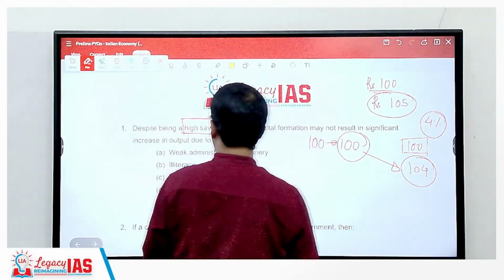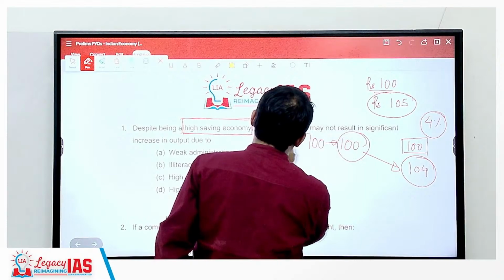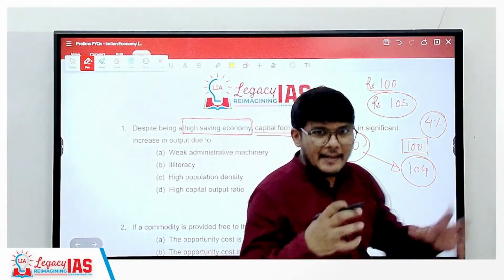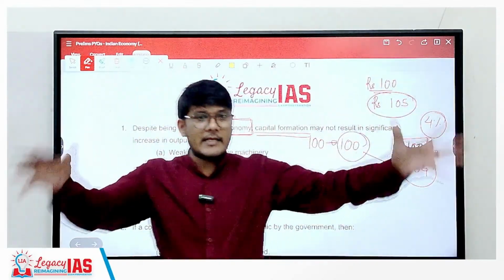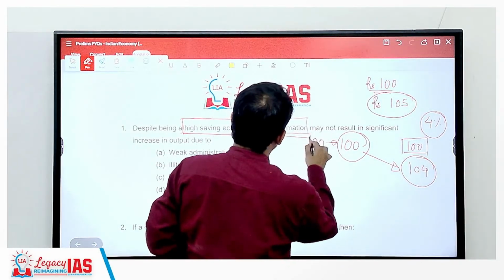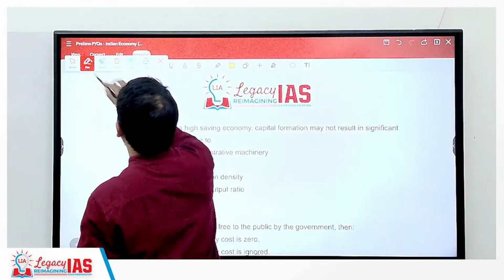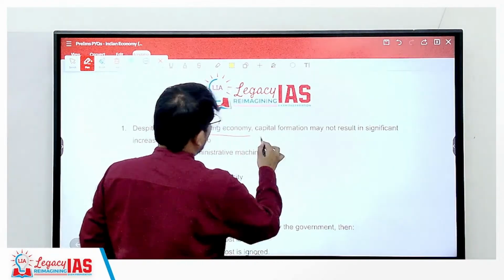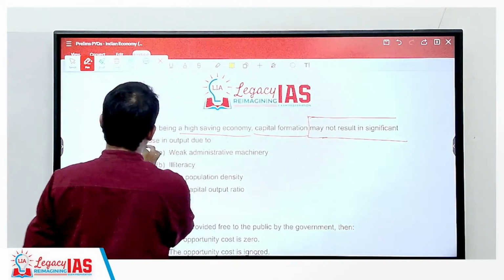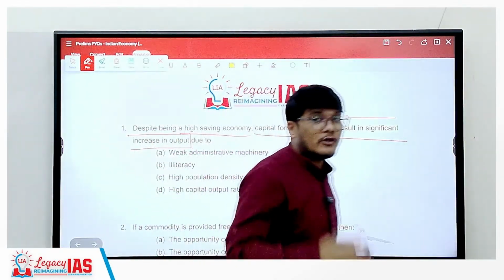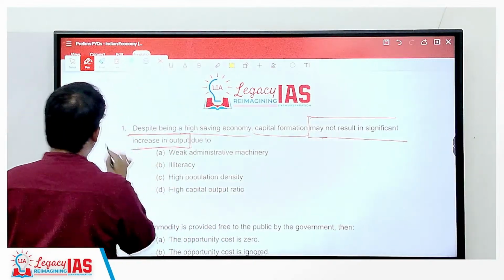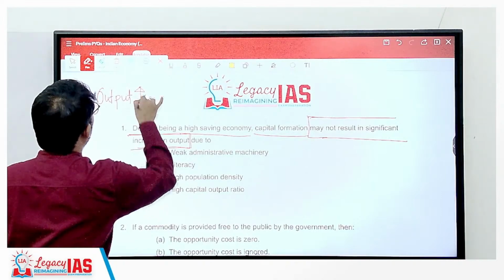But let's come back to the question. Despite a high saving economy, the capital formation that is happening, when the economy is saving a lot, money is getting saved, that means capital is being formed, that means money is getting accumulated. That is what capital formation is. Despite this, the capital formation may not result in a significant increase in the output. You are saving a lot, capital is getting accumulated, but still it is not leading to an increase in the output. Your output is not increasing.